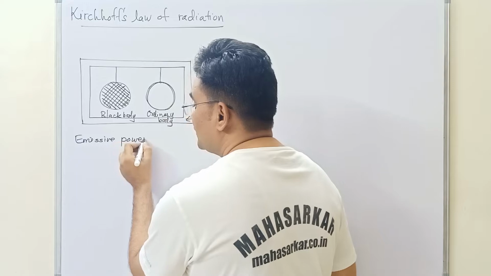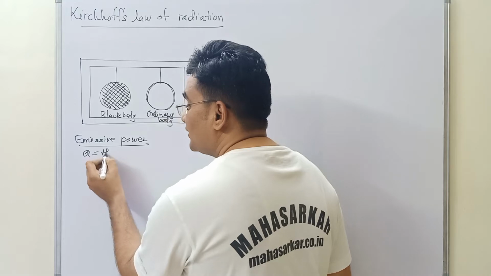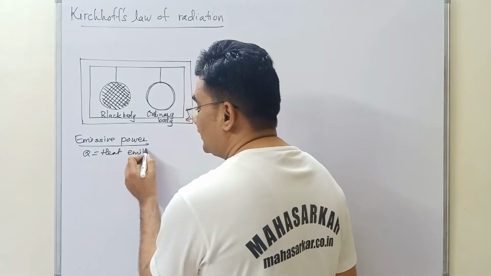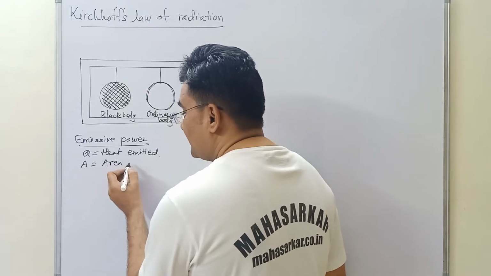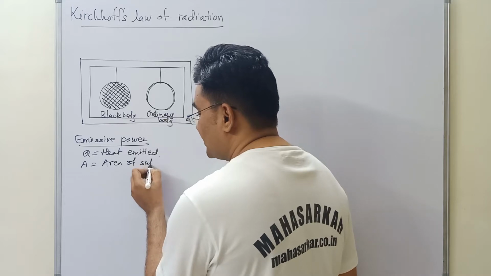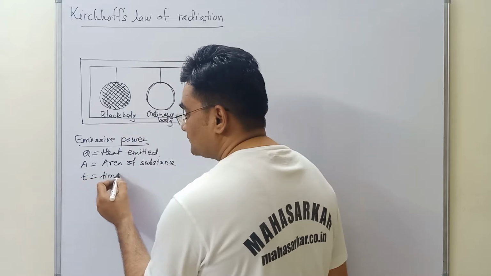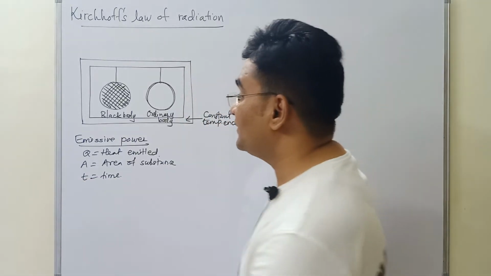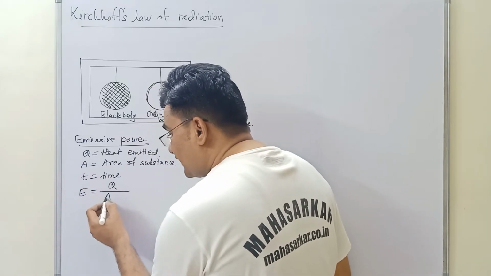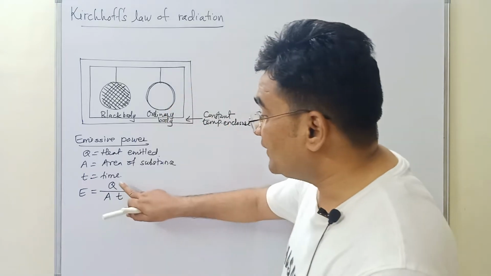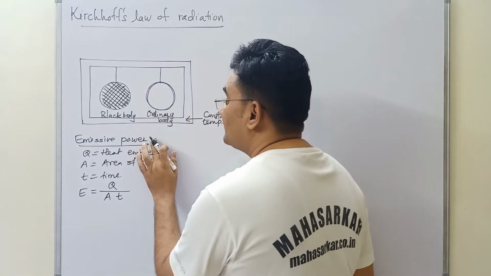Emissive power. According to the definition, suppose any surface or any object is emitting heat equal to Q through its area A, the surface area of that object, and t for the time. Then emissive power is defined as the amount of heat emitted per unit area per unit time. That is called the emissive power of any substance.